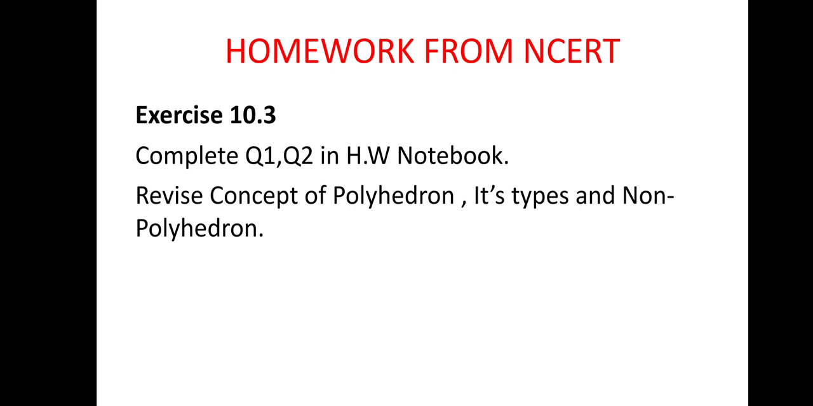After that we studied the types of polyhedrons: convex polyhedron and concave polyhedron. Convex polyhedrons are made up of convex polygons. Concave polyhedrons are those which are not convex, basically made up of concave polygons. And after that we studied regular polyhedrons.